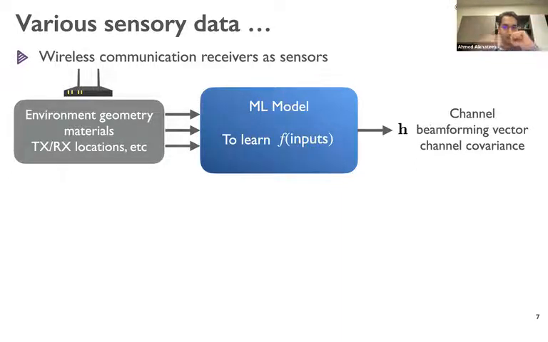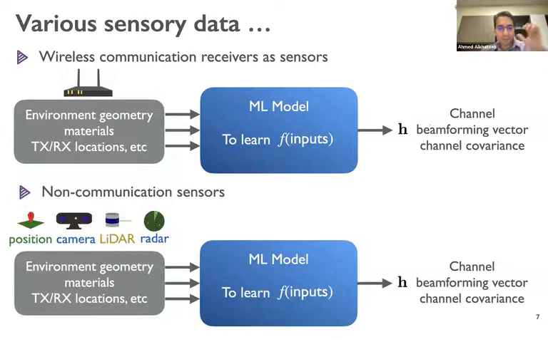So I will clarify, and how can this help? I will clarify this in a minute, in the next few slides. But before we go there, the other type of sensors, just call it non-communication sensors, basically all the other kinds of sensors that are not wireless communication. So from radar, LiDAR, camera, position, etc., which again can help in acquiring a lot of awareness about the communication environment, and this awareness could potentially be leveraged for the same reason.